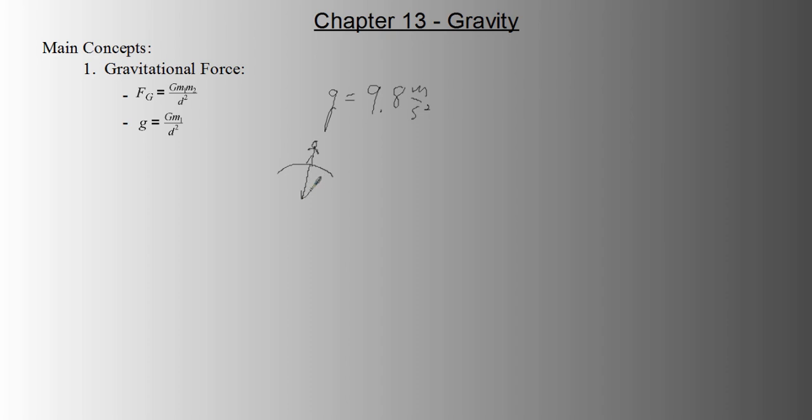The net force acting on you is just gravity, we'll say. So F net equals ma equals, and there's only one force, Fg, which is G m1 m2 over d squared.